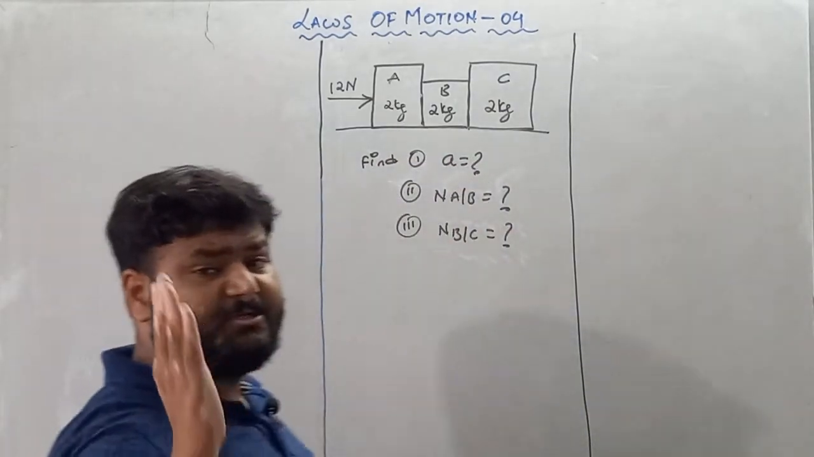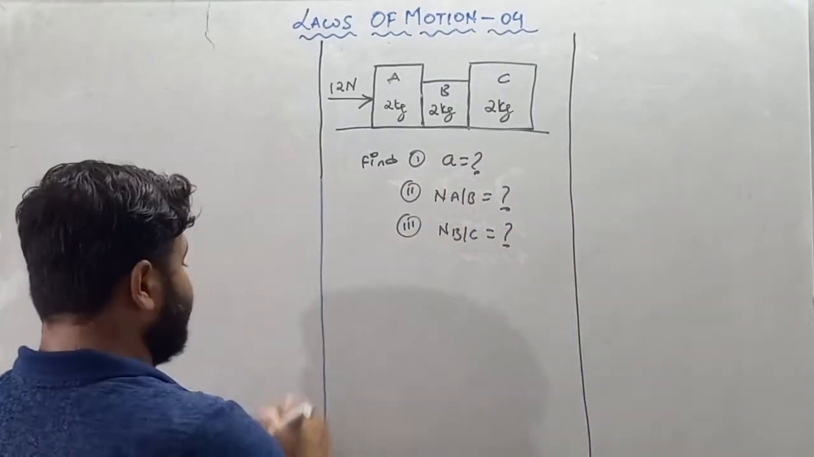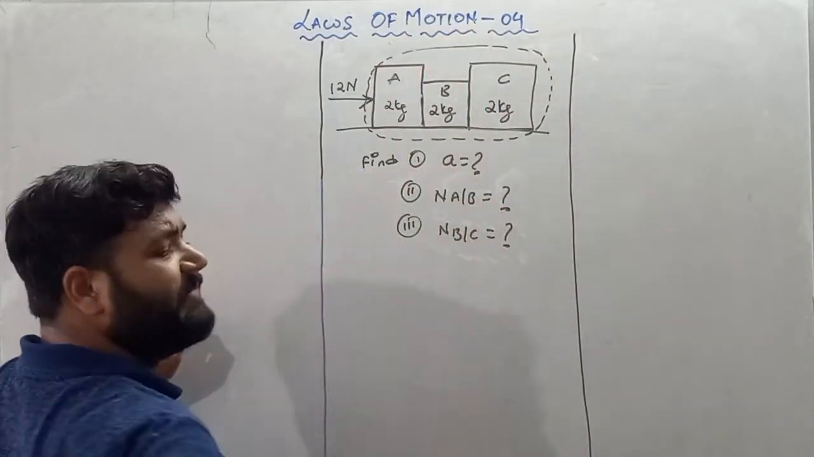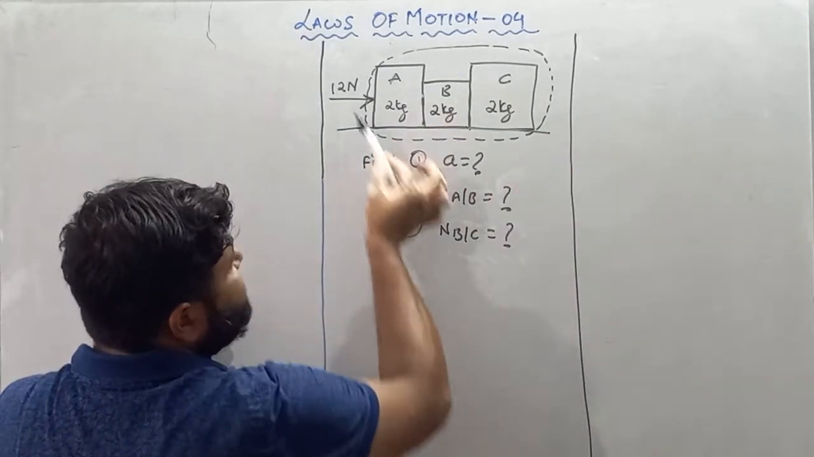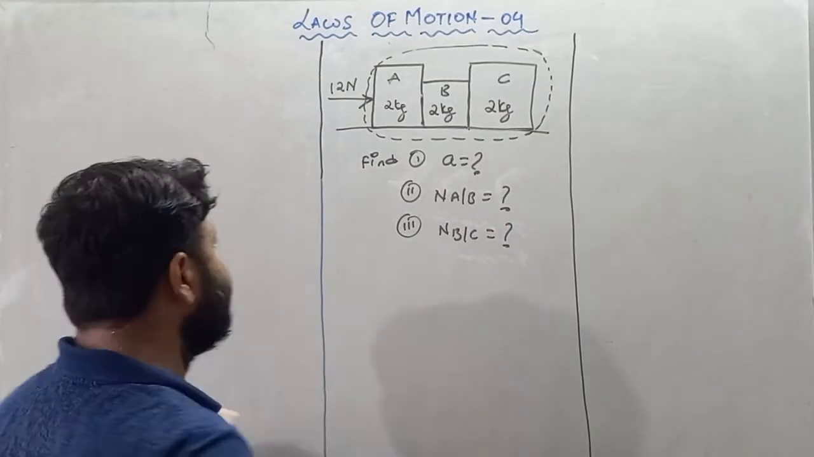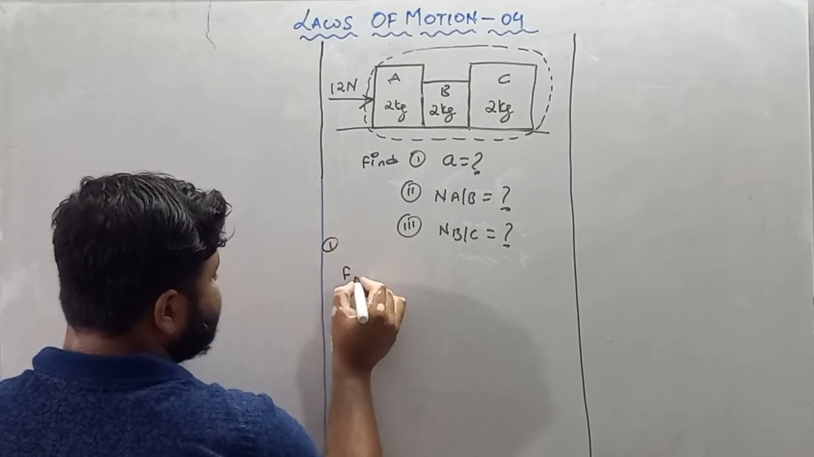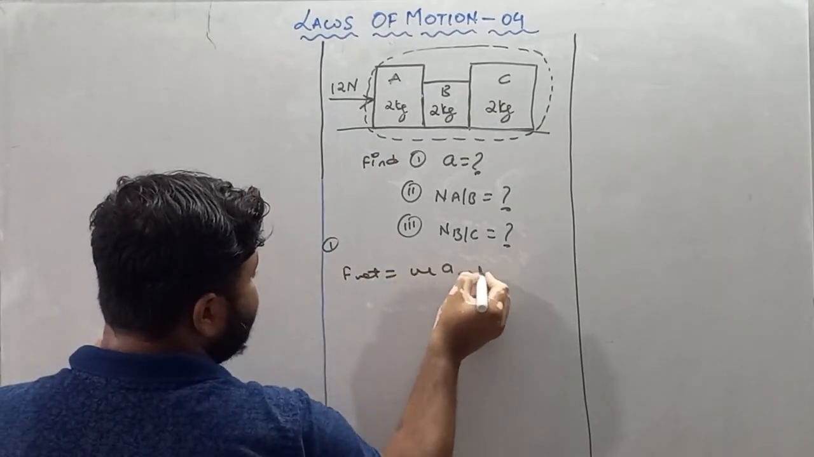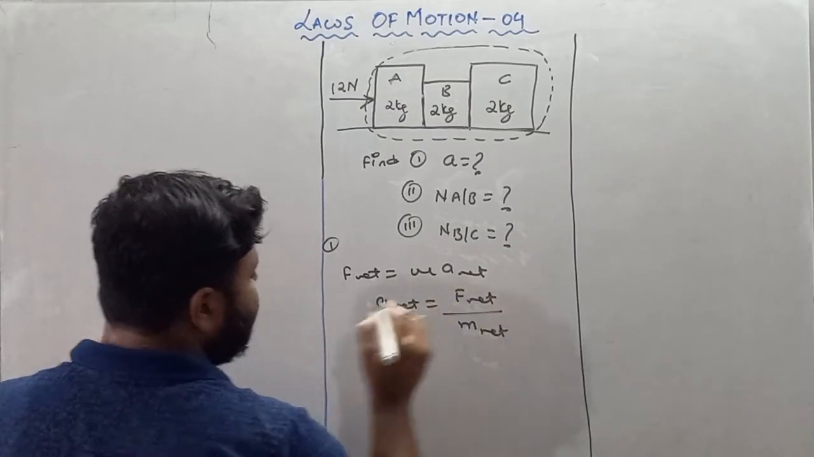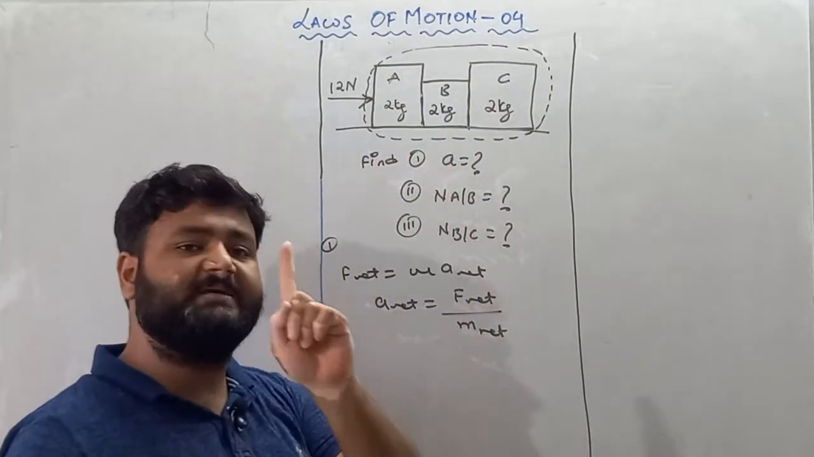See, there is a shortest method to find acceleration. What we already discussed is you have to consider all the 3 masses to be a single mass, because all the masses are moving together, my dear student. So if all the masses are moving together, then all the 3 masses are considered to be a single mass on which 12 Newton force is acting. So first part, that is acceleration: F net is equal to m a net. So a net is equal to F net by M. Instead of M, we can say M net, because we are considering all the 3 blocks to be a single block.